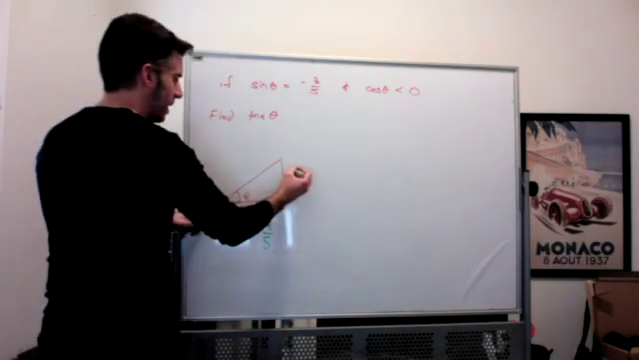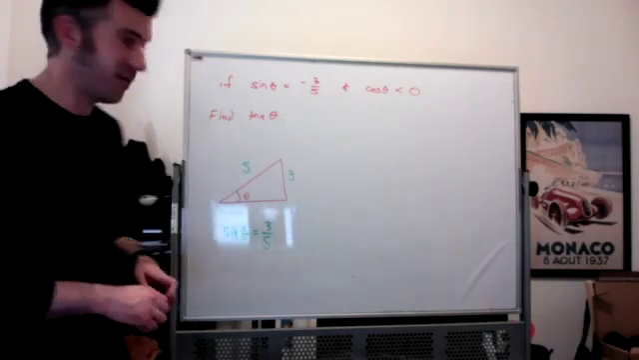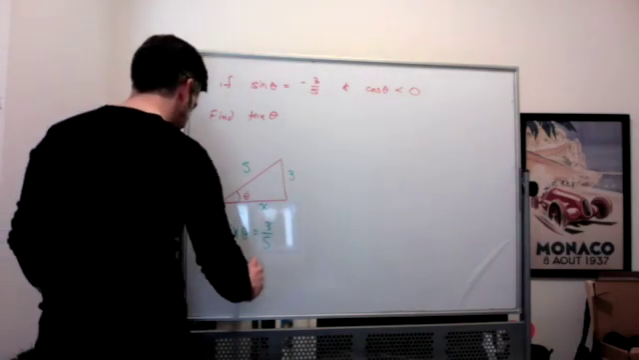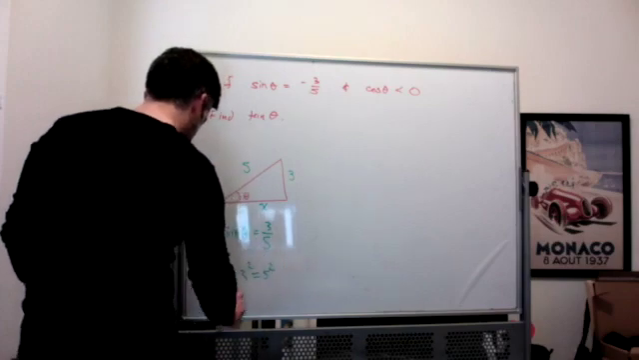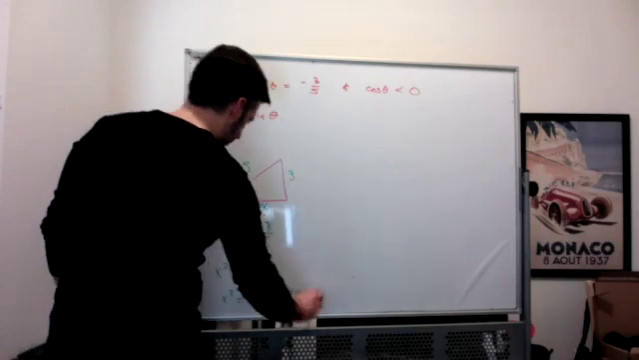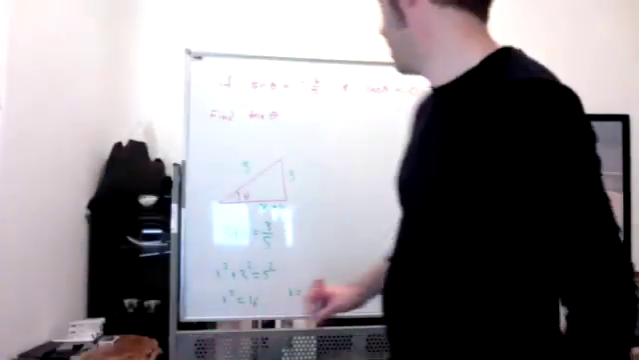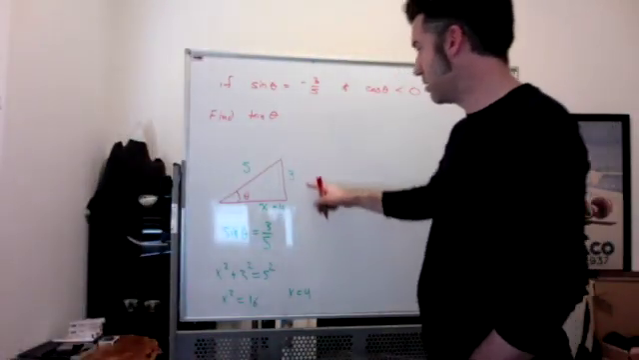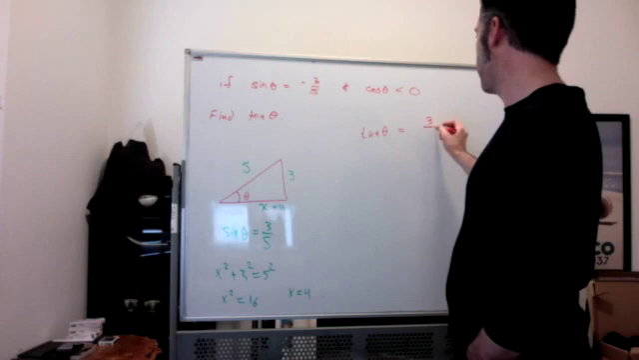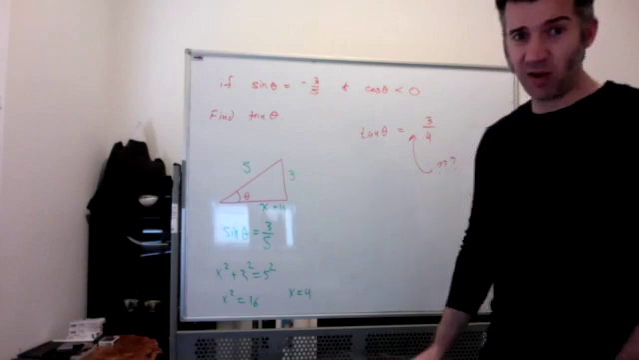So that means the opposite side is 3, the hypotenuse side is 5. And then we're going to use the Pythagorean theorem to find the unknown side, x. So x squared plus 3 squared equals 5 squared. x squared equals 25 minus 9, which is 16. So x equals 4. So just using this triangle, I'm pretty sure that tangent of theta is 3/4. Well, tangent of theta is either positive or negative 3/4. I also have to figure out what quadrant we're in.